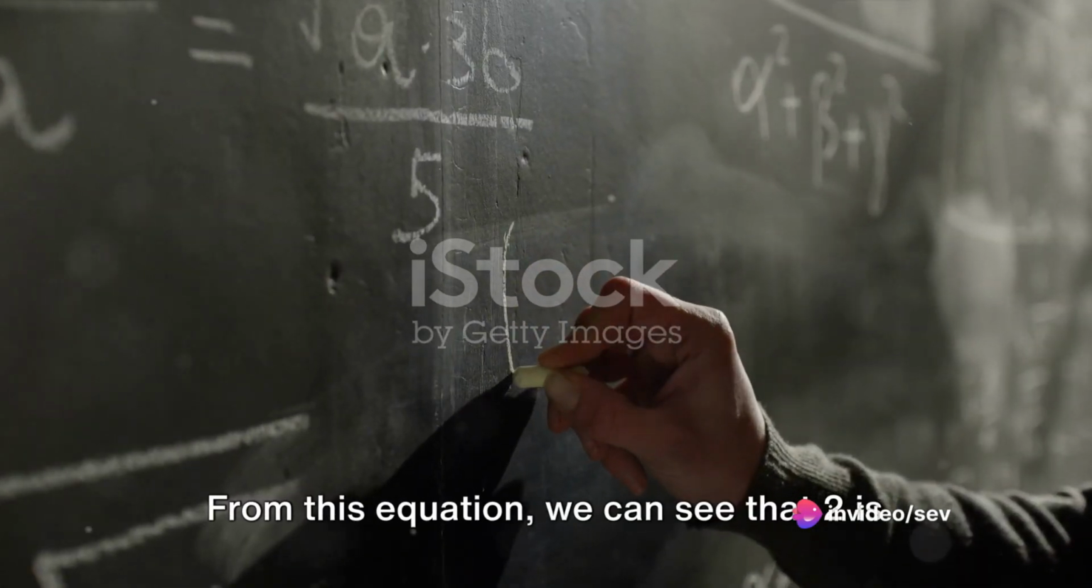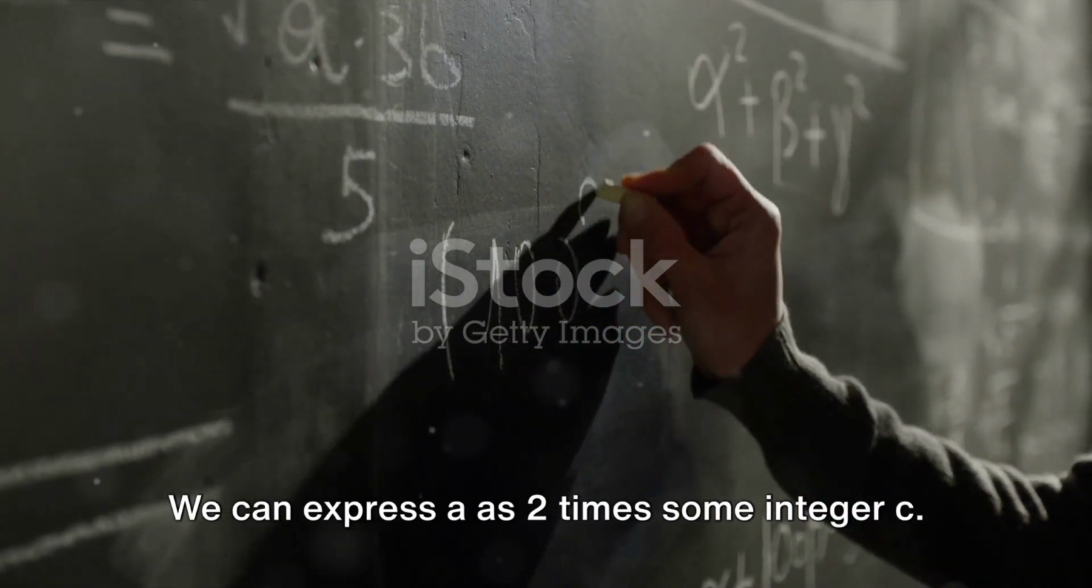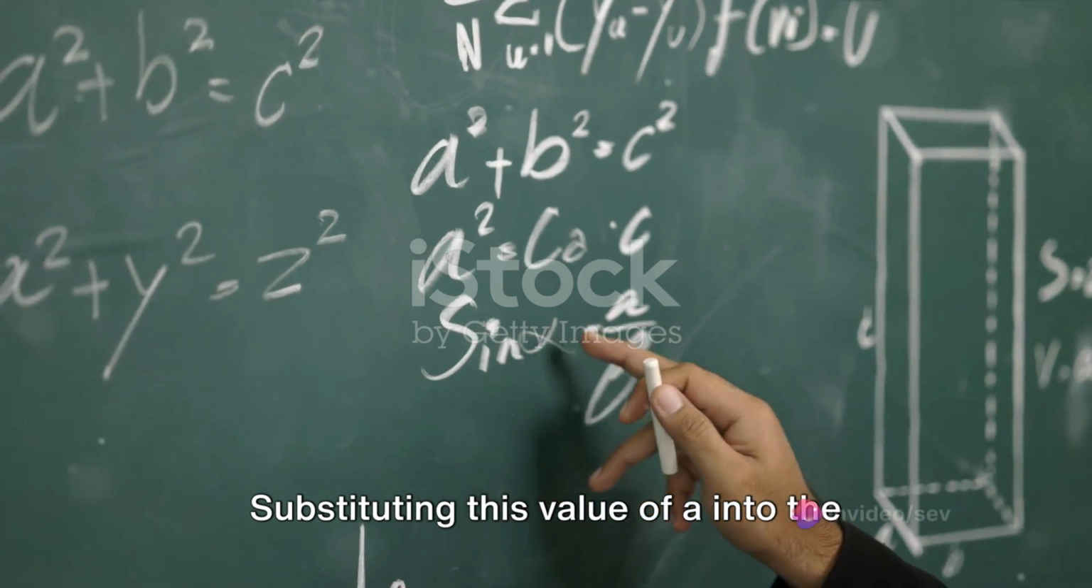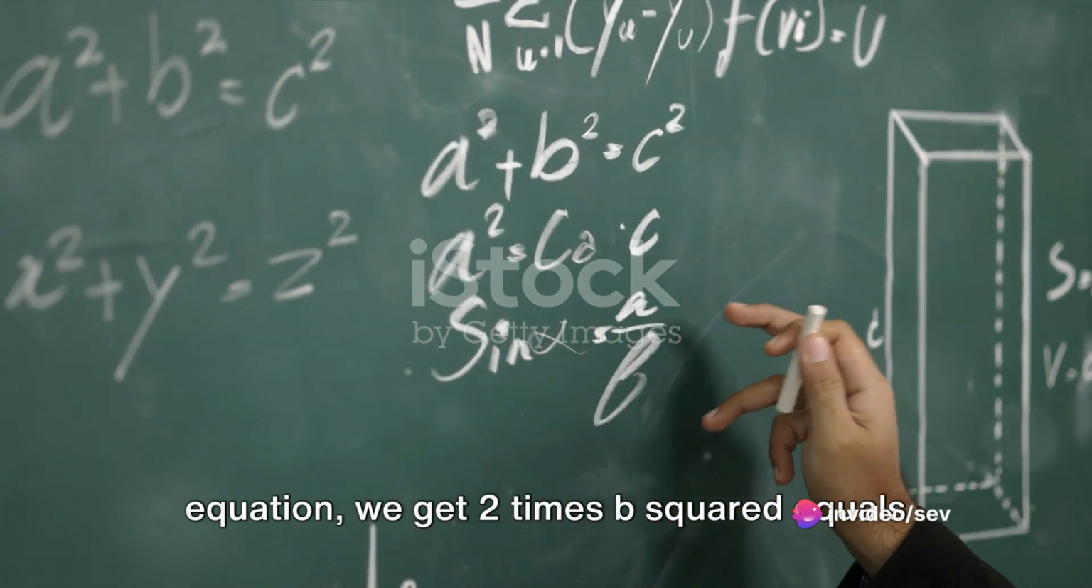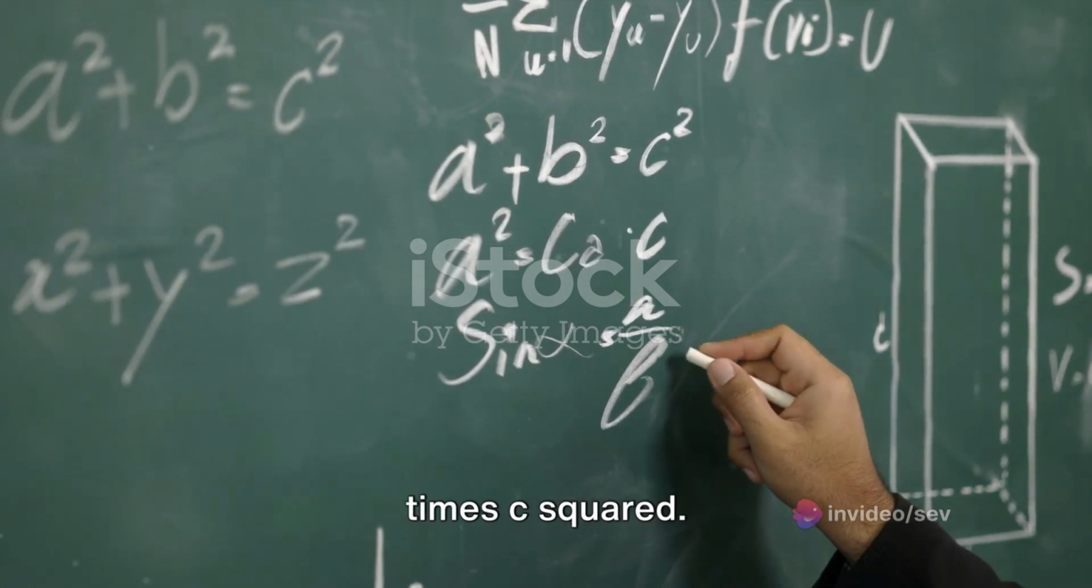From this equation, we can see that 2 is a factor of a squared, therefore 2 must also be a factor of a. We can express it as 2 times some integer c. Substituting this value of a into the equation, we get 2b² = 4c². Simplifying, we get b² = 2c².